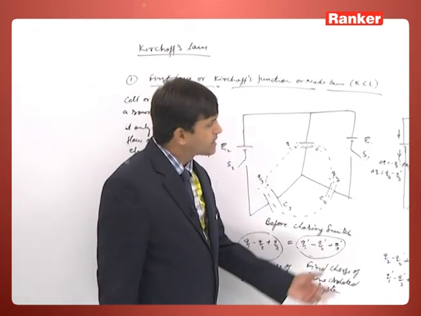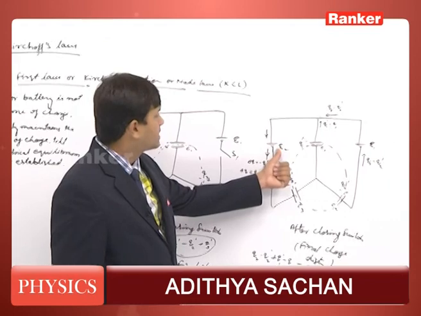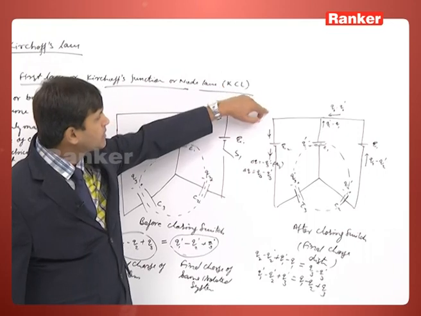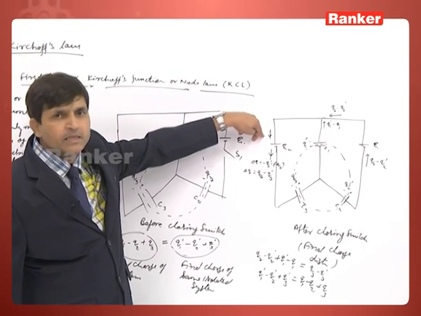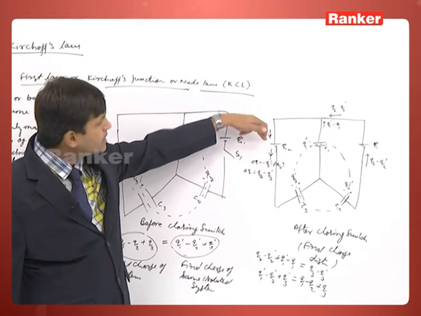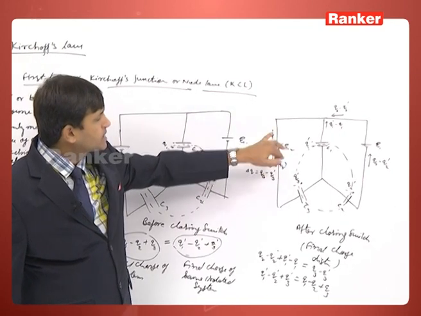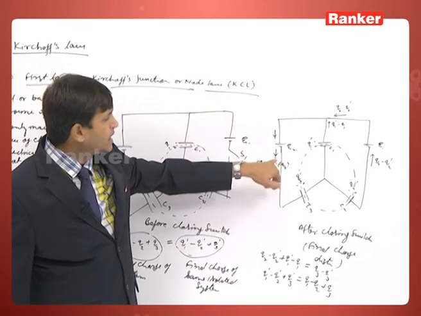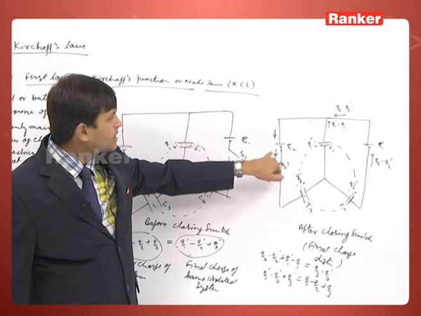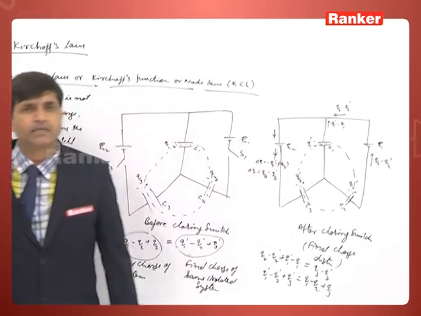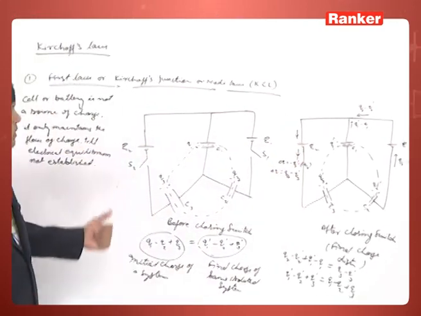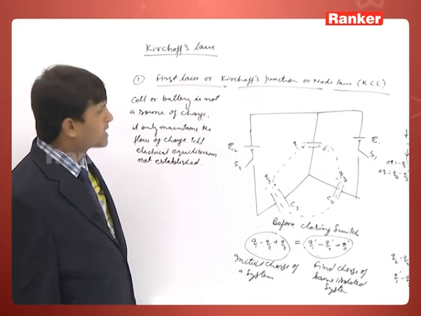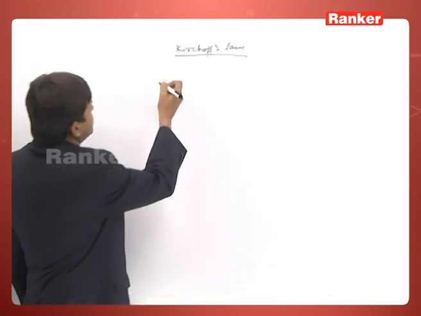Or another way is that, as we know, a cell is not a source of charge. Whatever charge enters from one electrode of a cell, the same charge has to leave from the other electrode. So just calculate how much charge is entering from one electrode and then equate it with how much charge is leaving from the other electrode. So this is another concept of Kirchhoff's first law. Now come to the second law of Kirchhoff. Second law of Kirchhoff.